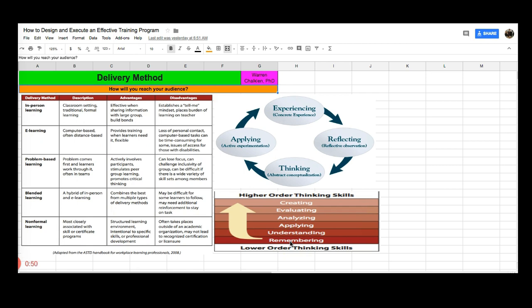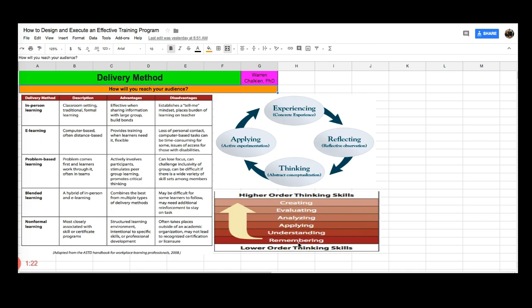So remembering can just literally be remembering your ABCs, whereas creating is creating your own alphabet, okay? And in between the creating and the remembering is a whole bunch of different levels of thinking. And we engage these levels of thinking in the way that we teach and in the way that our training programs are actually designed. So, when we're thinking about remembering, we're also thinking about the next level, which is understanding, applying, analyzing, evaluating, and creating. So let me walk you through.